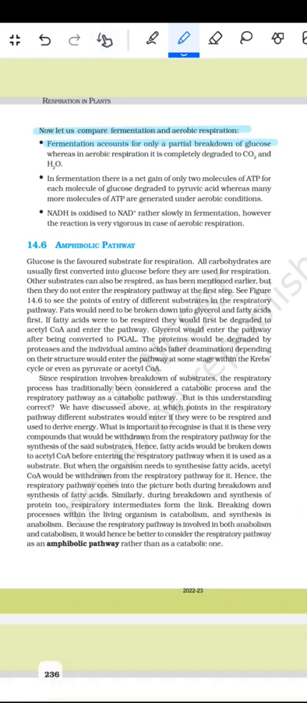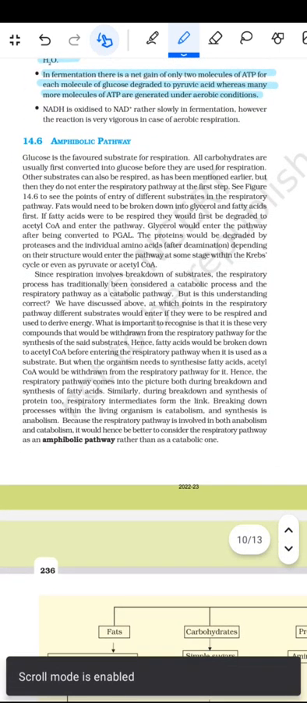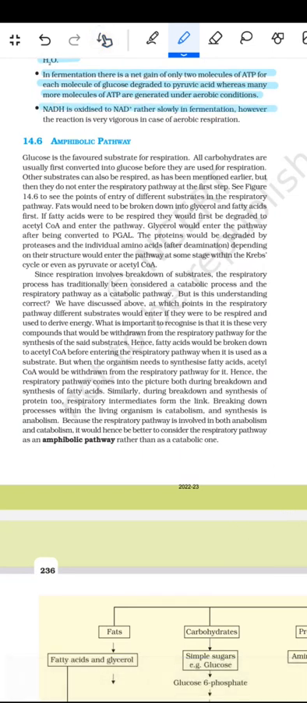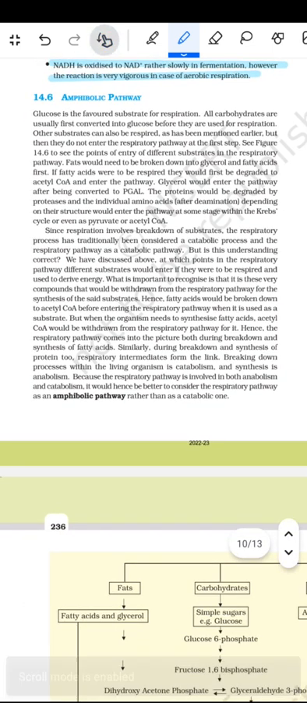Fermentation accounts for only a partial breakdown of the glucose, whereas in the aerobic respiration it is completely degraded to the CO2 and the H2O. In the fermentation, there is a net gain of only 2 molecules of the ATP for the each molecule of the glucose degraded to the pyruvic acid, whereas many more molecules of ATP are generated under the aerobic condition. फिर कहता है कि NADH is oxidized to the NAD plus rather slowly in the fermentation. However, the reaction is very vigorous in the case of the aerobic respiration. ये आ गया एम्फीबोलिक पाथवे.